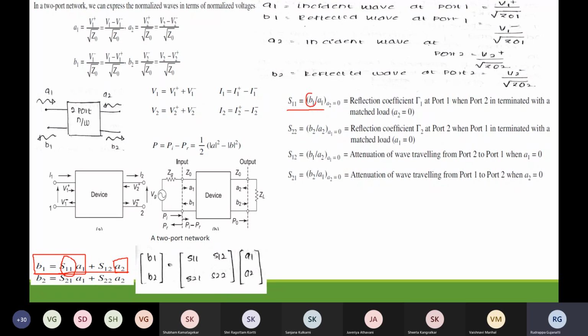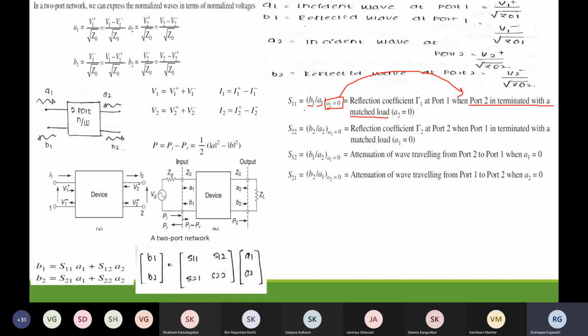So this is the reflected parameter divided by the incident parameter. In these two cases, we have it at port 1, but under what condition? Under the condition that A2 is 0. So what is this specifying? This is specifying that port 2 is terminated with the matched load. That is what the specification implies.